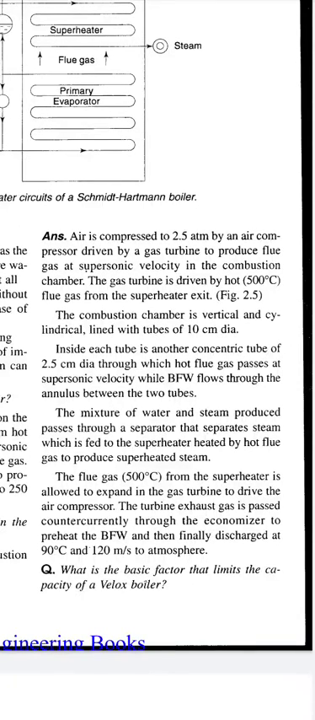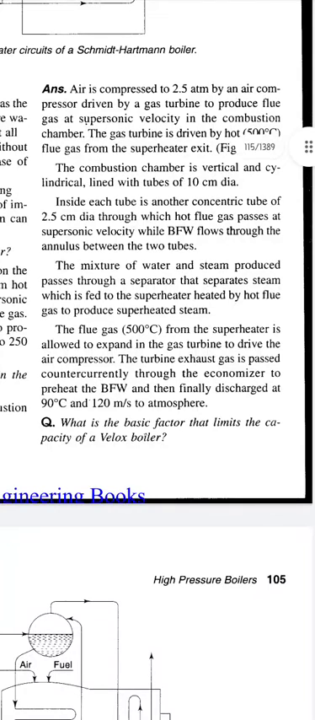The mixture of water and steam produced passes through a separator that separates the steam, which is fed to the superheater heated by hot flue gas to produce superheated steam. The flue gas at 500 degrees Celsius from the superheater is allowed to expand in the gas turbine to drive the air compressor. The turbine exhaust gas is passed countercurrently through the economizer to preheat the boiler feed water and then finally discharged at 90 degrees Celsius and 120 meter per second to the atmosphere.